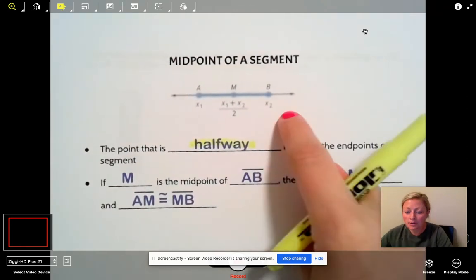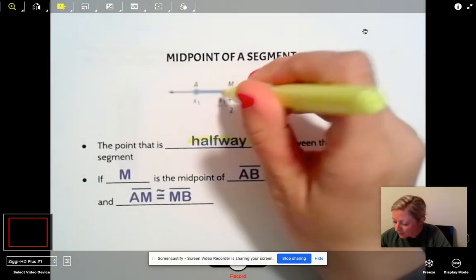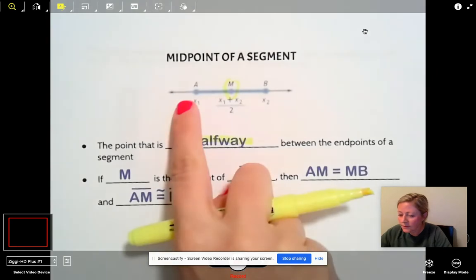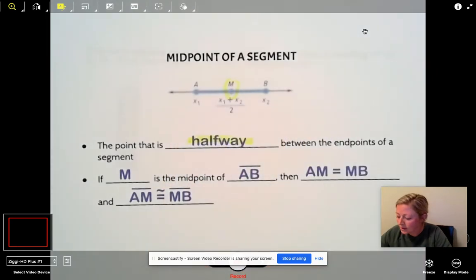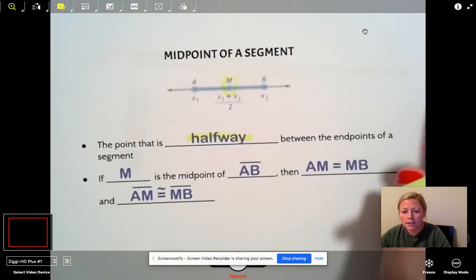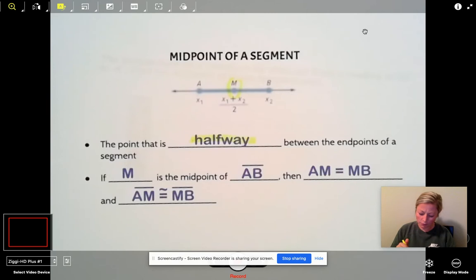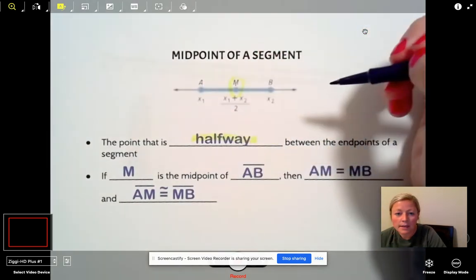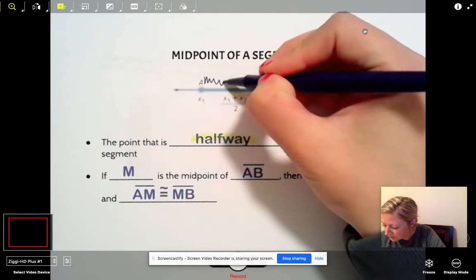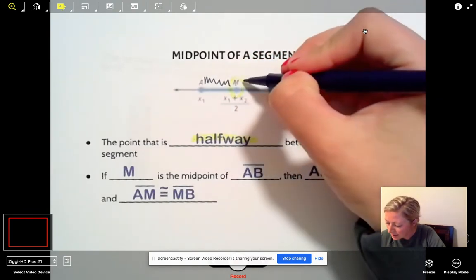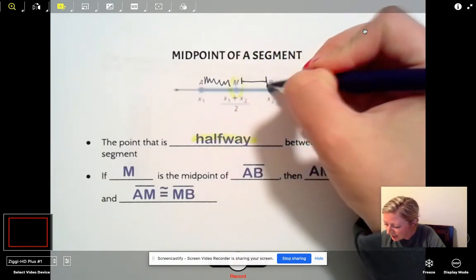Given this picture up here, if M is the midpoint of AB, then AM is equal to MB. Sorry guys. Okay, let's break that apart for a second. What is that telling us, or why do we care? If M is in the middle of AB, then this distance here from A to M is the exact same length as M to B.